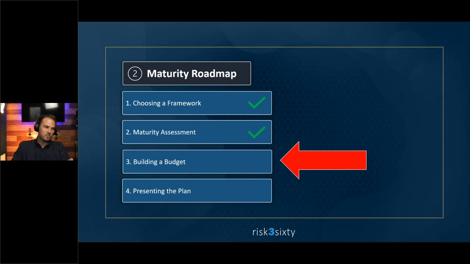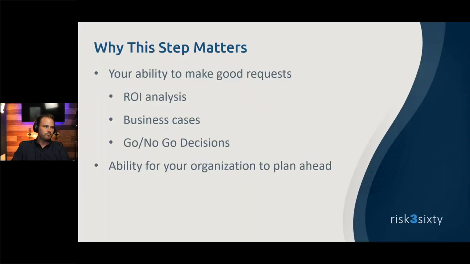So what happens when you need to build a budget? There are a couple of things I would think about when it comes time to build a budget and fund your security roadmap. One is you need to be able to make budget requests that make sense for the organization, which in and of itself means you need to think about return on investment. You need to be able to make business cases. You need to help your management team effectively make either go or no-go decisions on each project.